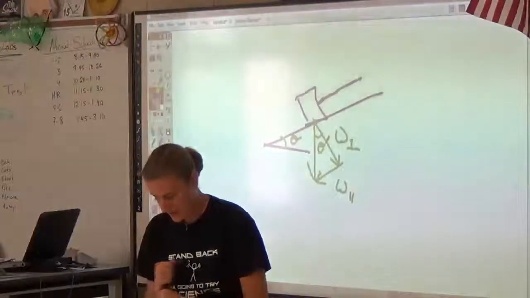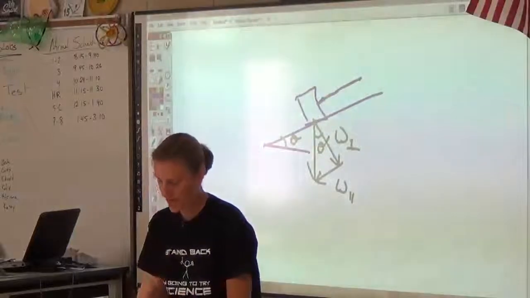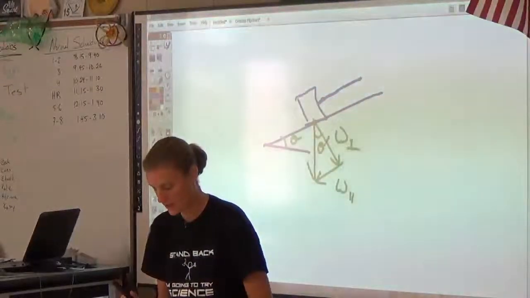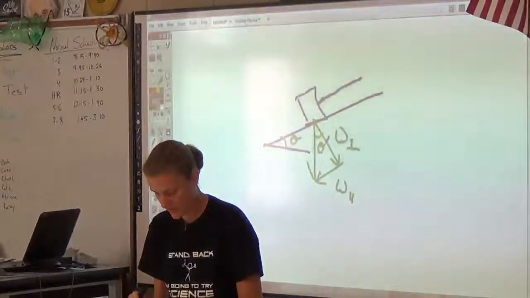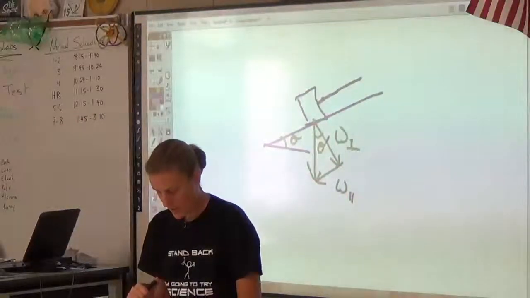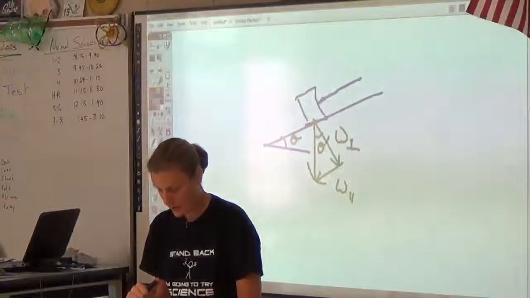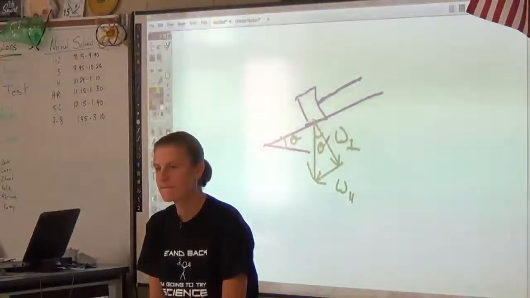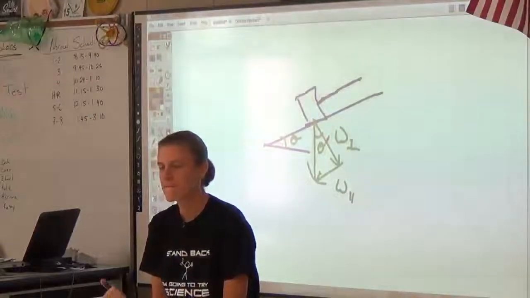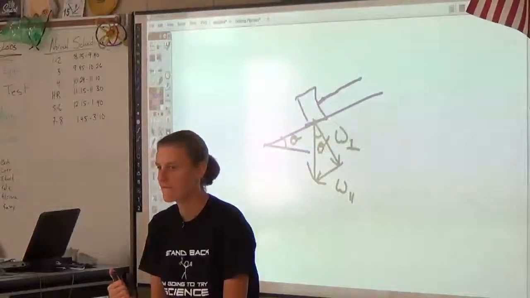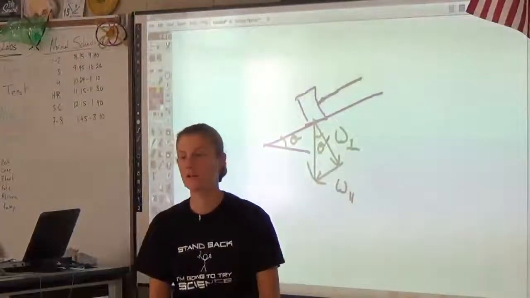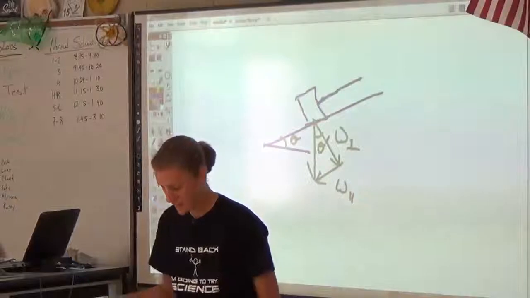How about C, the block's weight component perpendicular to the ramp? Good, it would decrease. If one's going up, the other has to go down to keep our triangle all the same. And then D, the normal force on the block. It should stay the same. No. It would decrease as well, because it would have to match weight perpendicular. And if that went down, then it would go down. All right, very good.